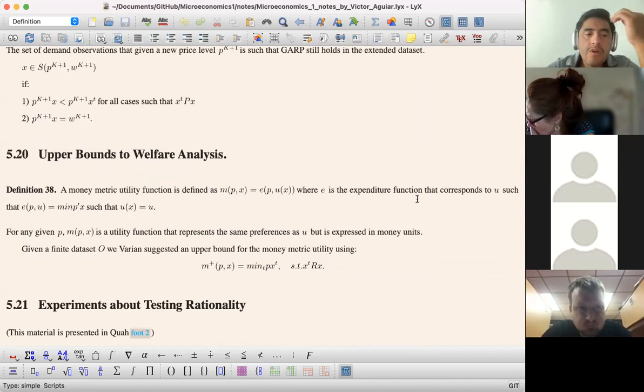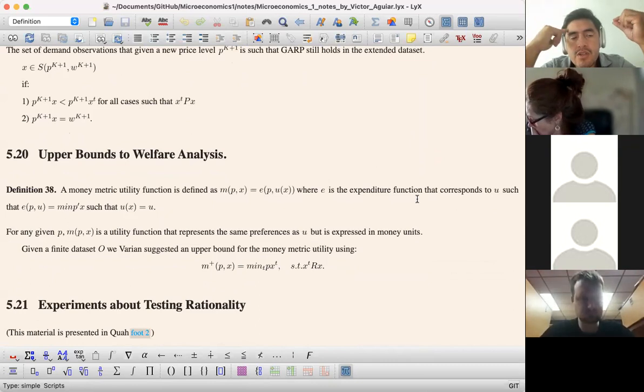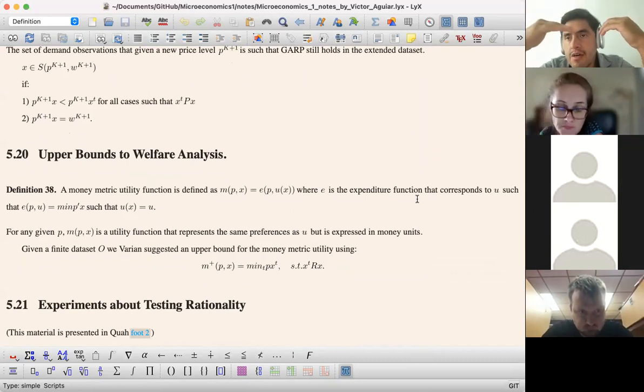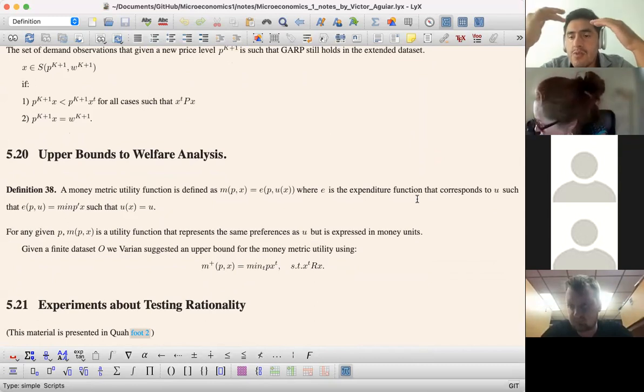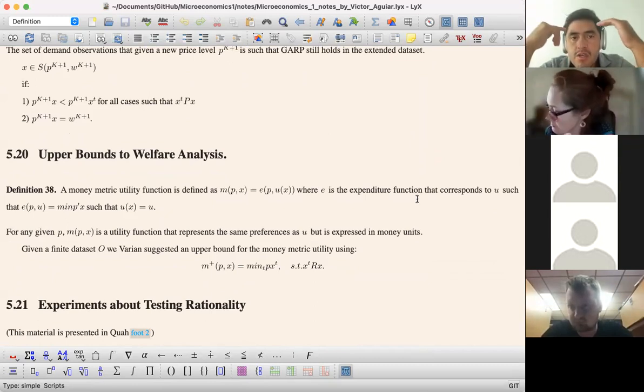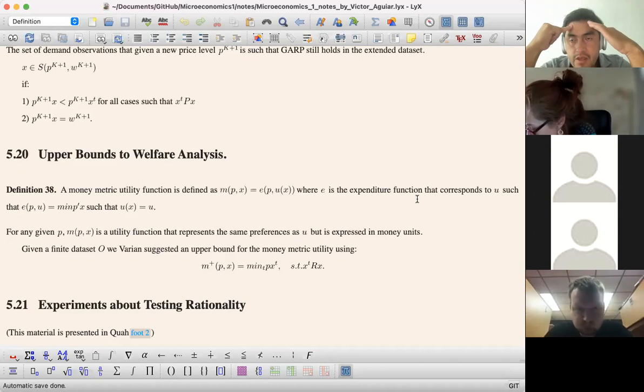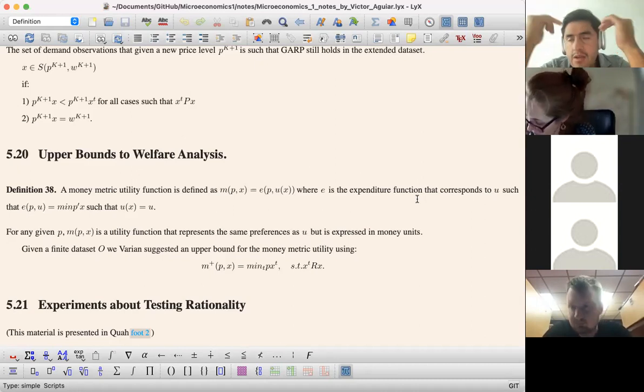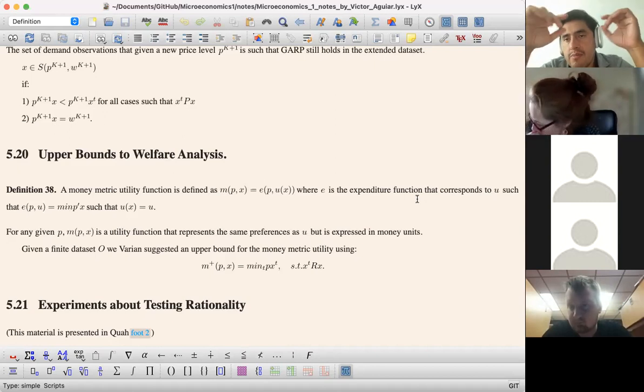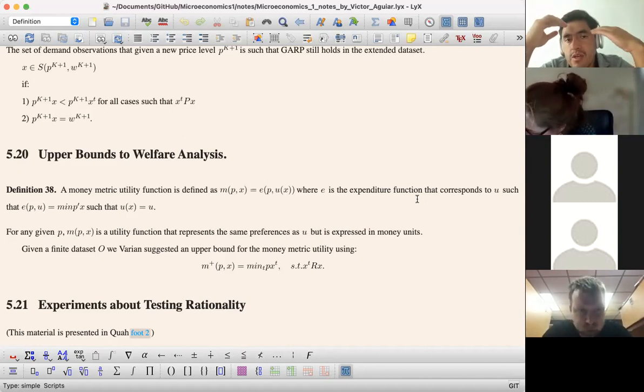So now we're gonna do upper bounds to welfare analysis, right? If you have a model of demand, you would like to do welfare analysis, to analyze whether consumers are better off. One key object for doing welfare analysis is something called the money metric utility function. So the money metric utility function m of p, x is equal to the expenditure function evaluated at some price, and then instead of the utility, you just plug in the utility evaluated at the x value.